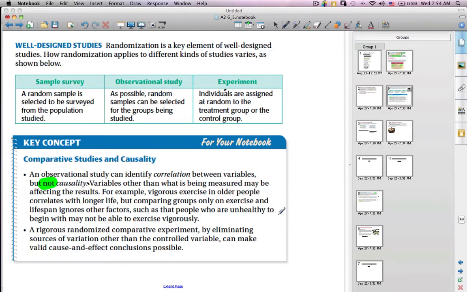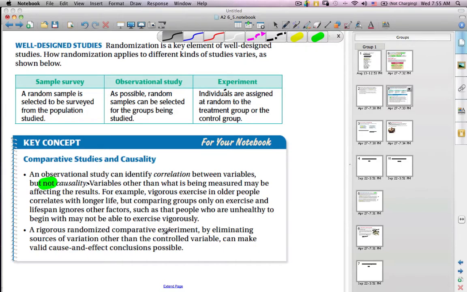Okay, so there's another example here: vigorous exercise may correlate with longer life, but comparing groups only on exercise and not other issues like genetics or diet or things like that is not thorough enough to make that determination of cause.